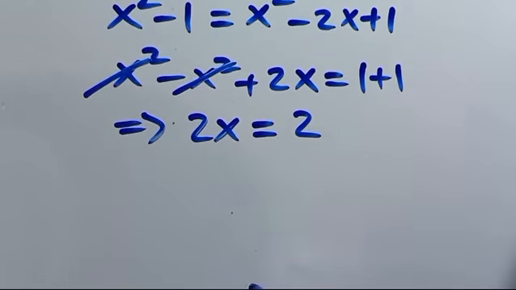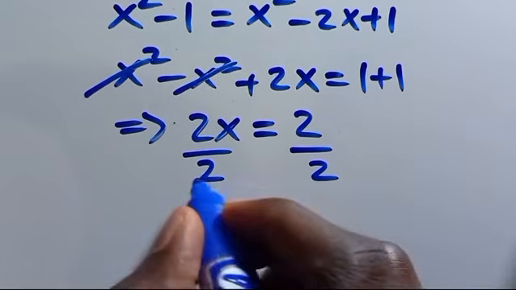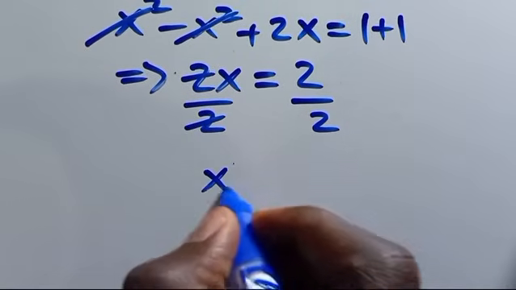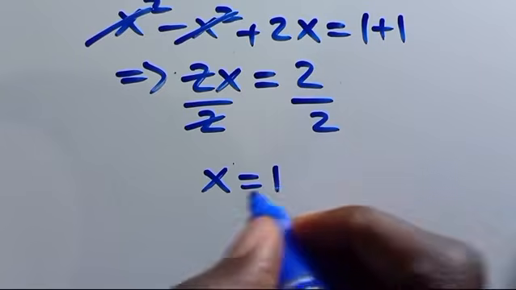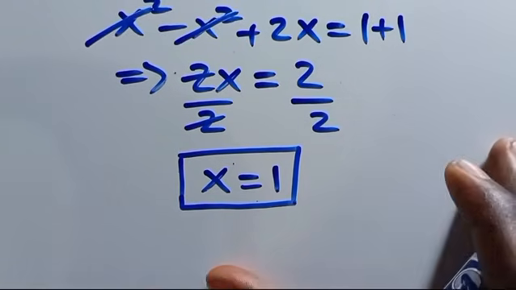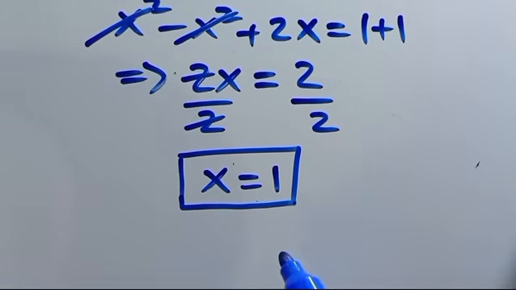So from here, let's divide 2 by 2. So this will be equals, we cancel out, we have x to be 2 divided by 2 will be 1. So the value of x equals 1. We can say this is the first method. Let us see how to apply the second method.